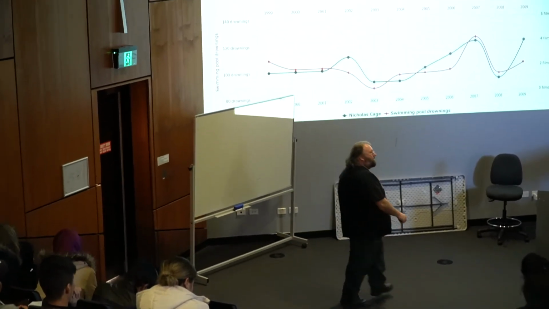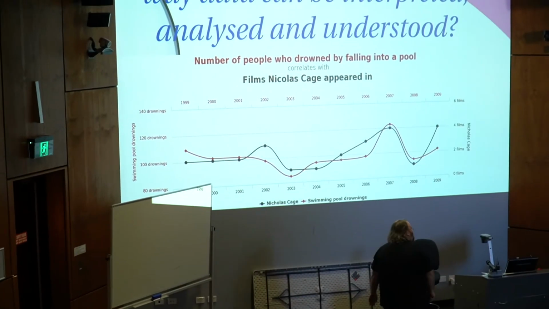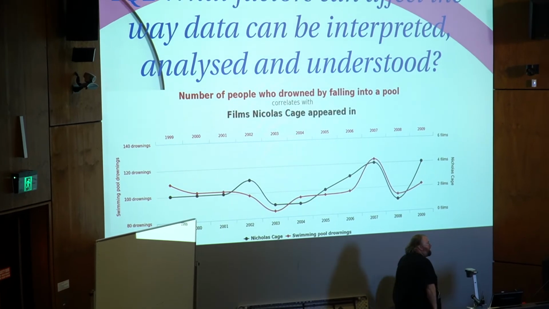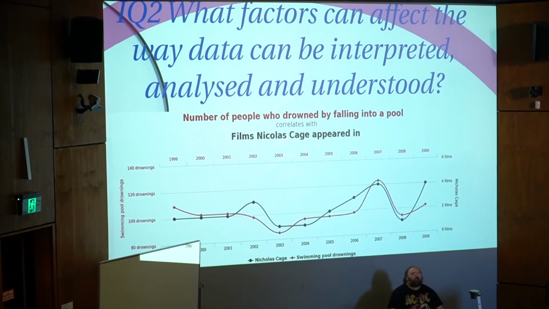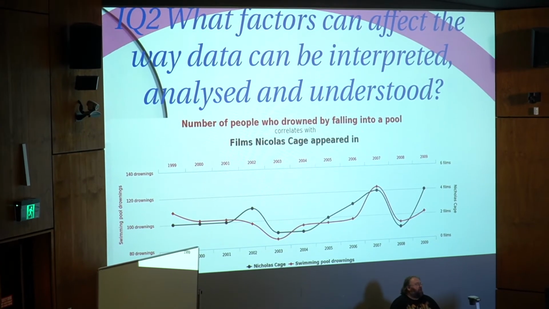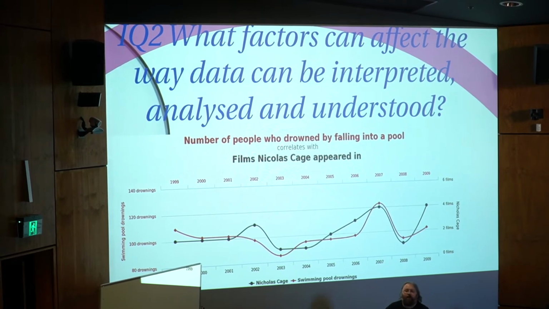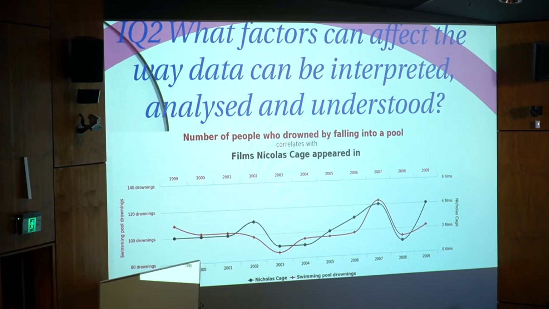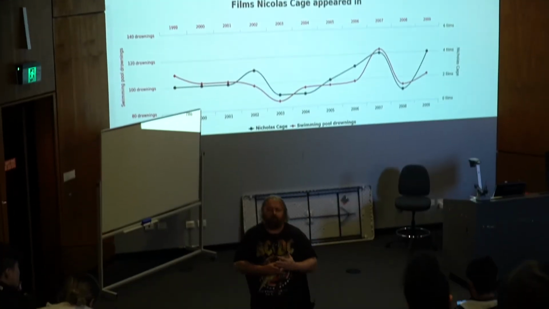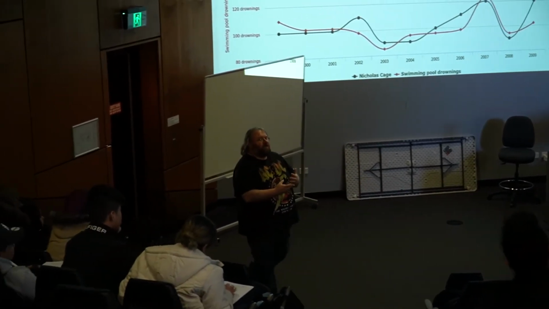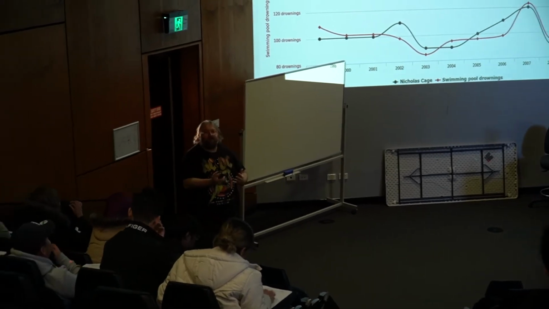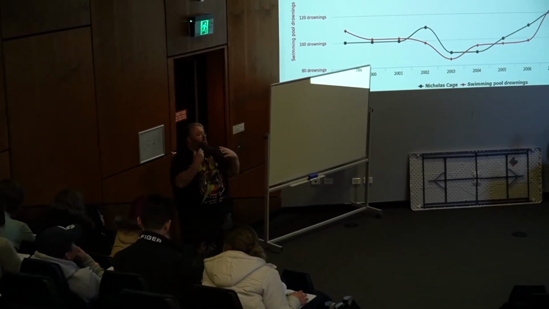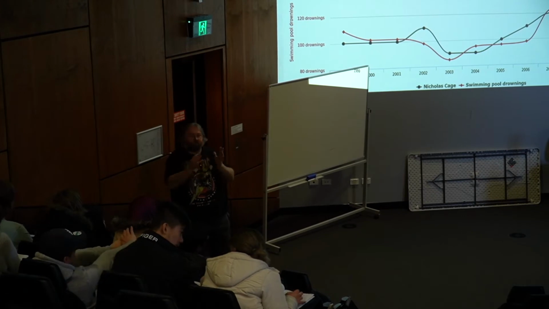But let's go over here. This is one of my favourite graphics of all time. So here, we're going to look at how data can be misunderstood. Now, one of the things, if you want to stop drowning, you have to actually stop Nicolas Cage starring in movies. This is an example of where data can be used to show something that isn't true.